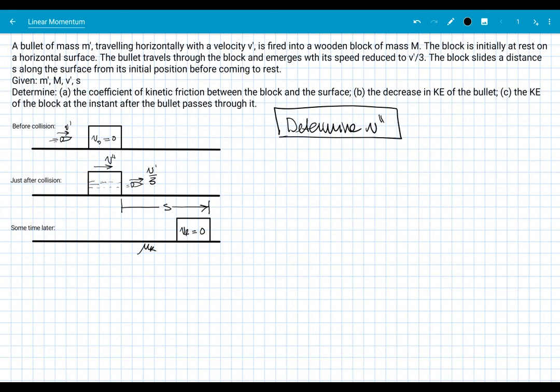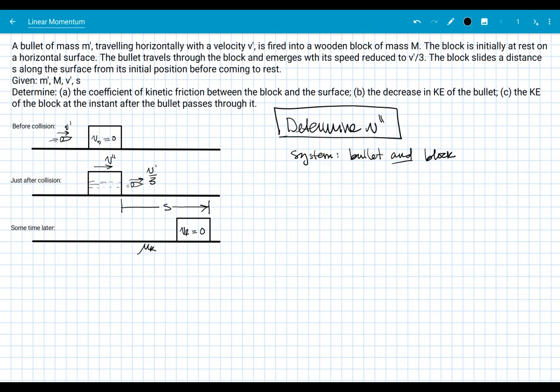What is our system? The system that we're using is going to be the system of the bullet and the block, both. The reason it's important to define this system is that all the messy forces of the bullet and the block interacting as the bullet makes its way through the block are all internal forces if I define my system like this. That's really fantastic.